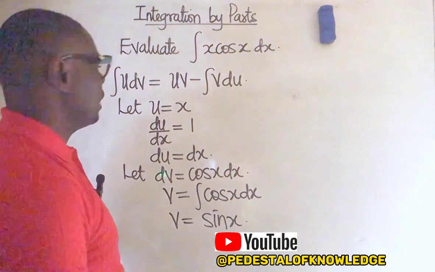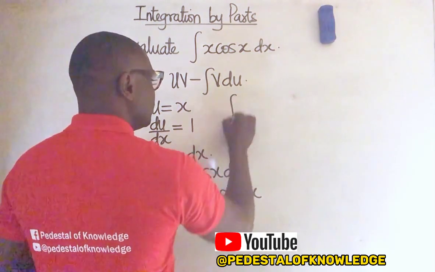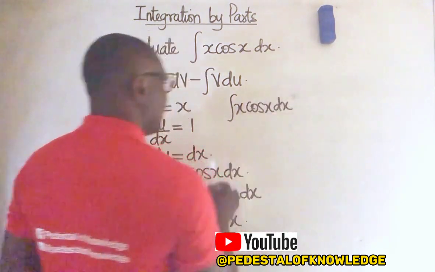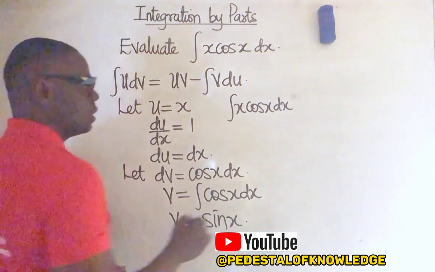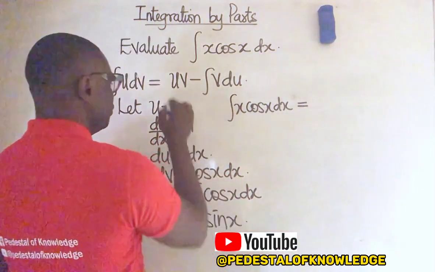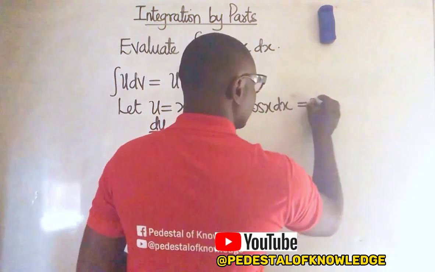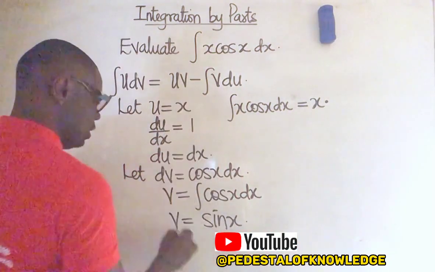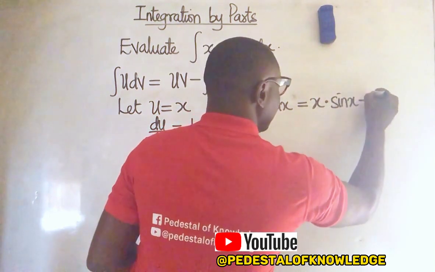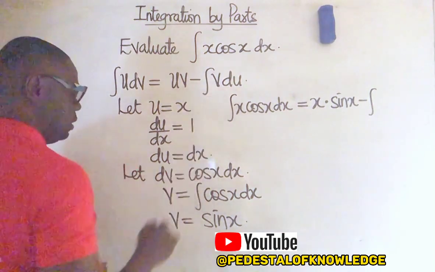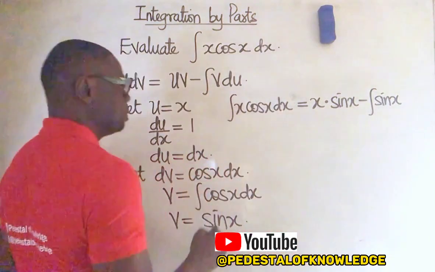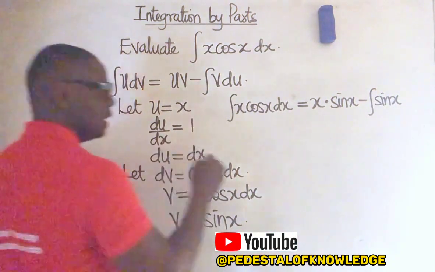Now that means that the integral of x cos x dx, where x stands for u and cos x dx stands for dv, is equal to, from this formula, u which is x, multiplied by v which is sine x. So we have x sine x minus the integral of v, which is sine x, then du is equal to dx.